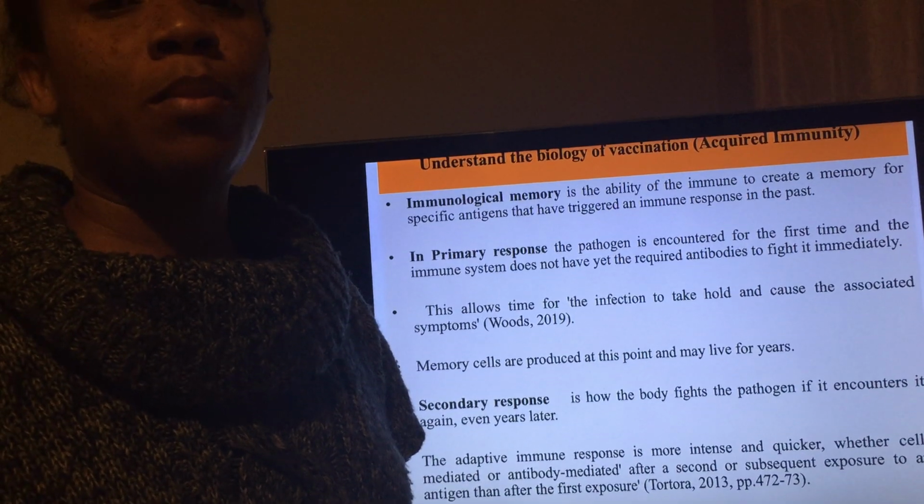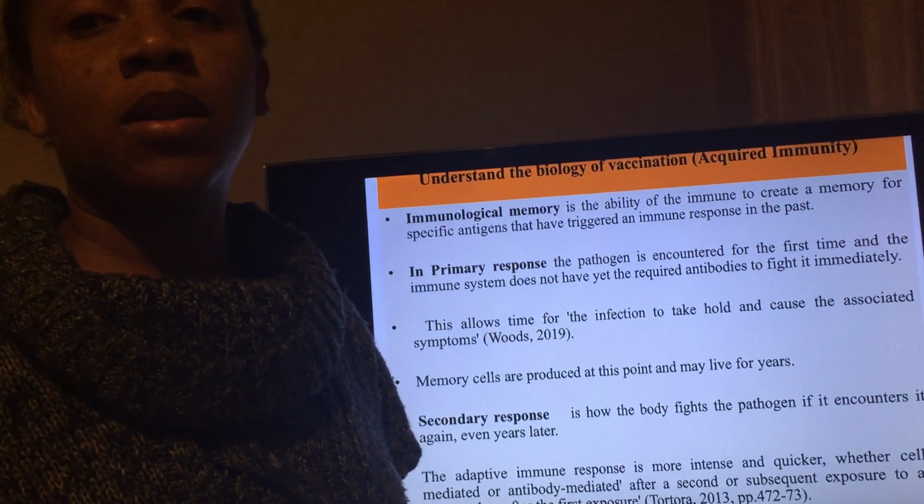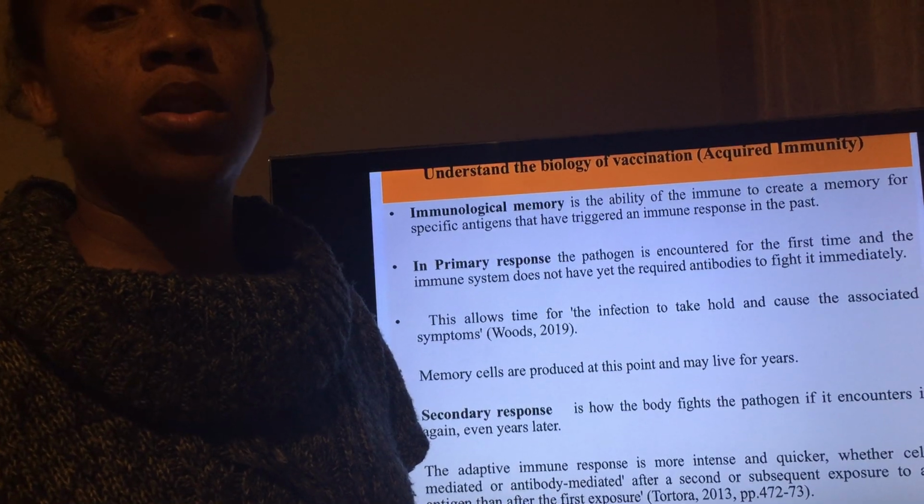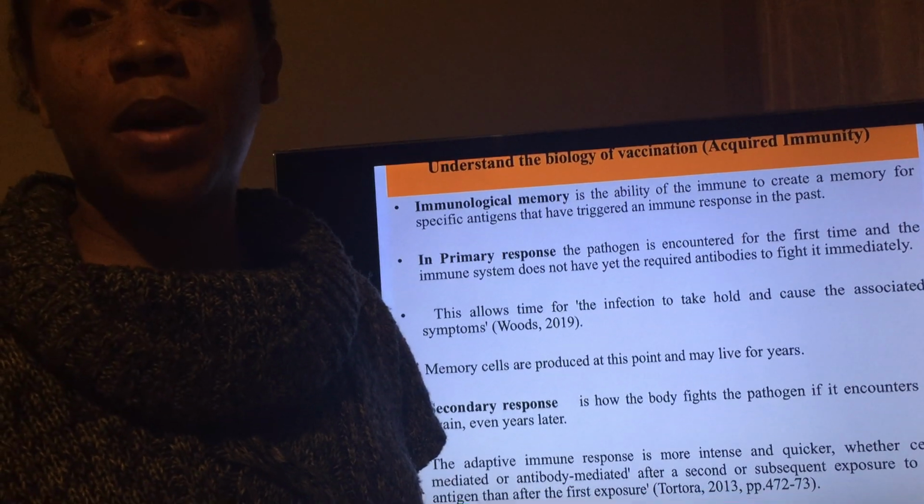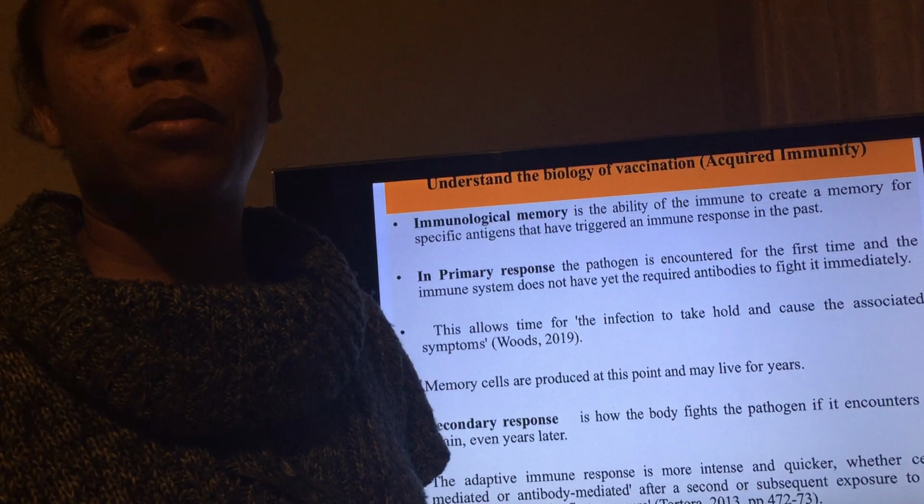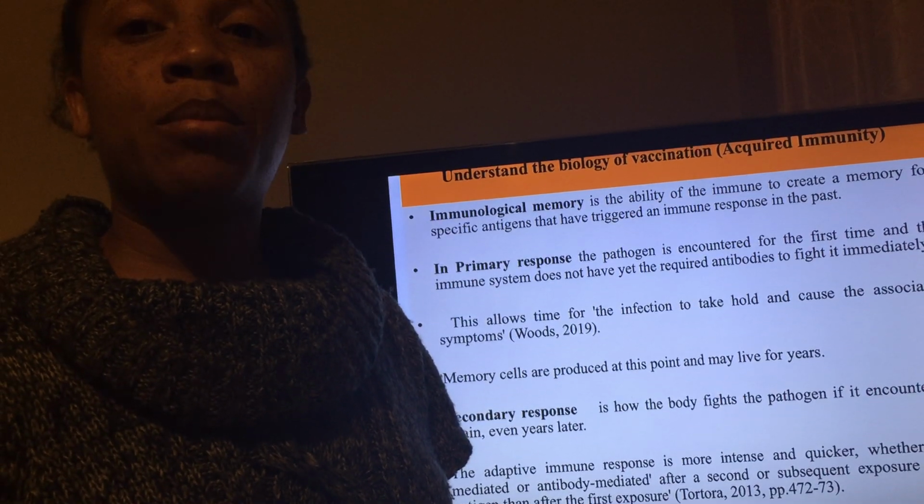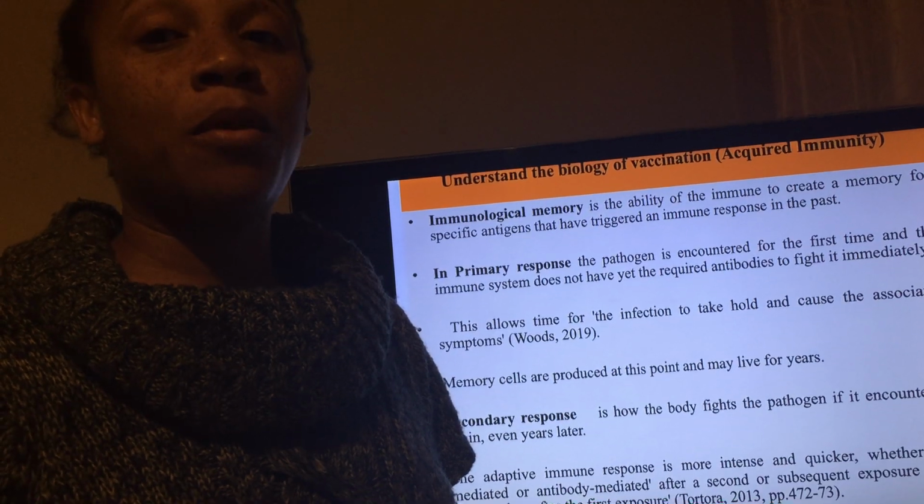In primary response, the pathogen is encountered for the first time and the immune cell takes time to identify the foreign antigen and produce the required antibodies to fight it. This allows time for the infection to take hold and cause the associated symptoms. Memory cells are produced at this point and may live for many years.